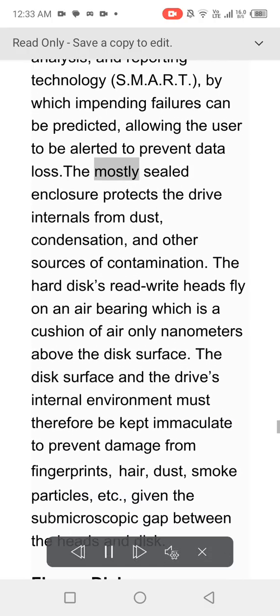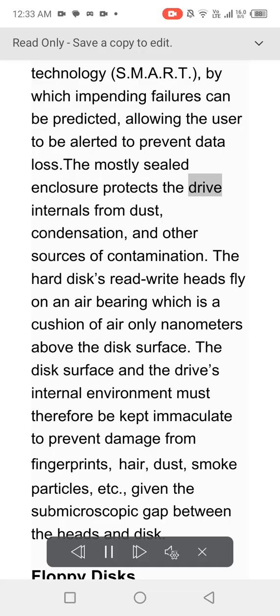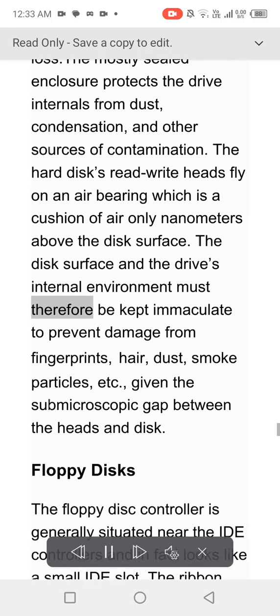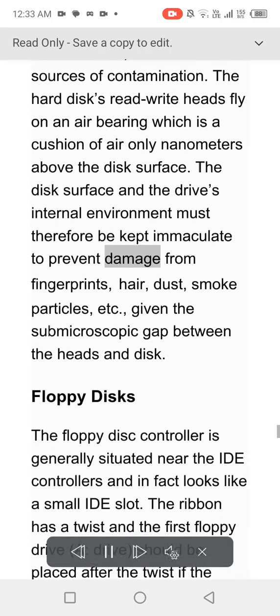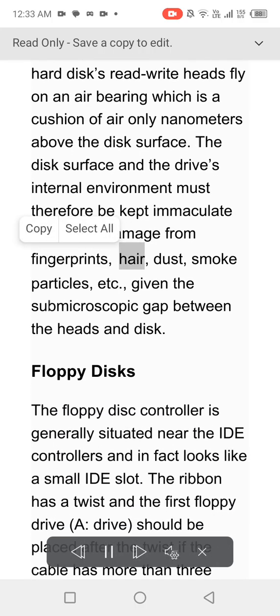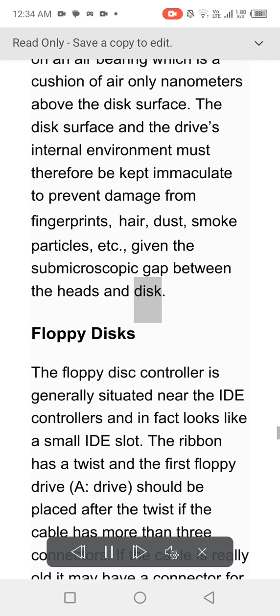The mostly sealed enclosure protects the drive internals from dust, condensation, and other sources of contamination. The hard disk's read-write heads fly on an air bearing, which is a cushion of air only nanometers above the disk surface. The disk surface and the drive's internal environment must therefore be kept immaculate to prevent damage from fingerprints, hair, dust, smoke particles, etc., given the submicroscopic gap between the heads and disk.